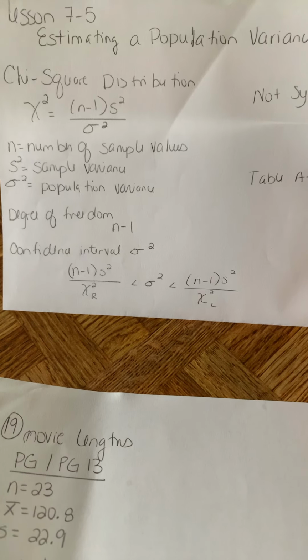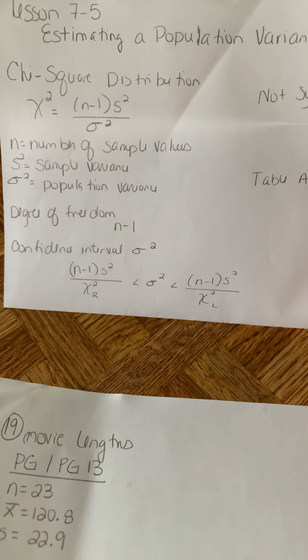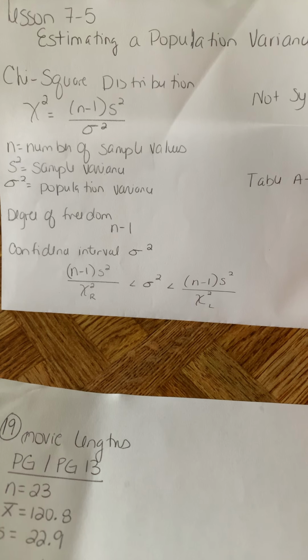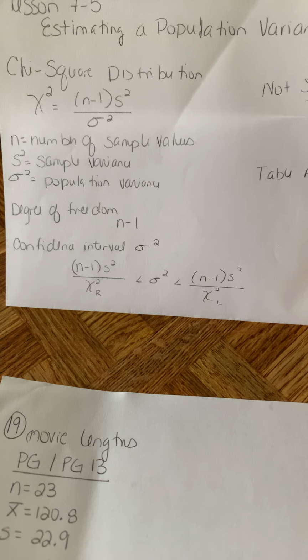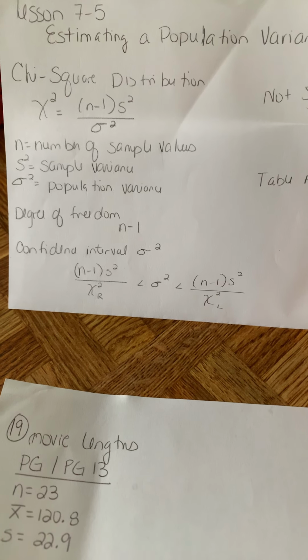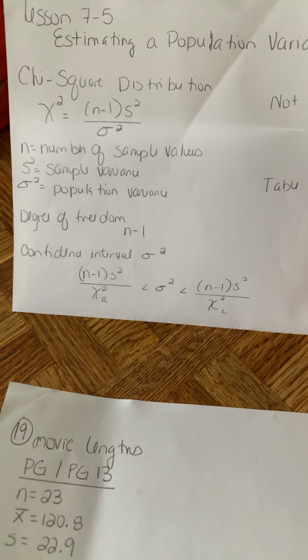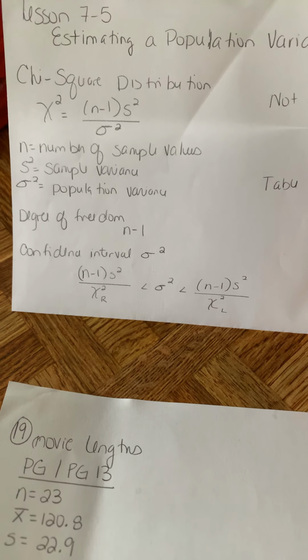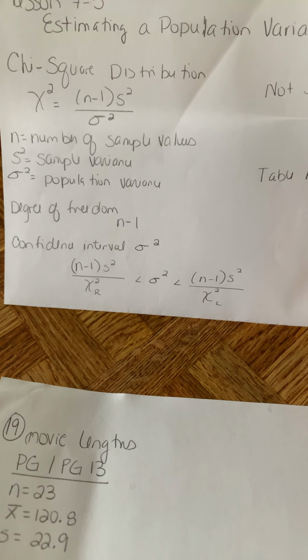One thing with the chi-squared: they are not symmetric, so they are usually heavier on one side of the data than the other. N is your number of sample values. S squared is your sample variance. Sigma squared is your population variance. Degree of freedom is n minus 1.